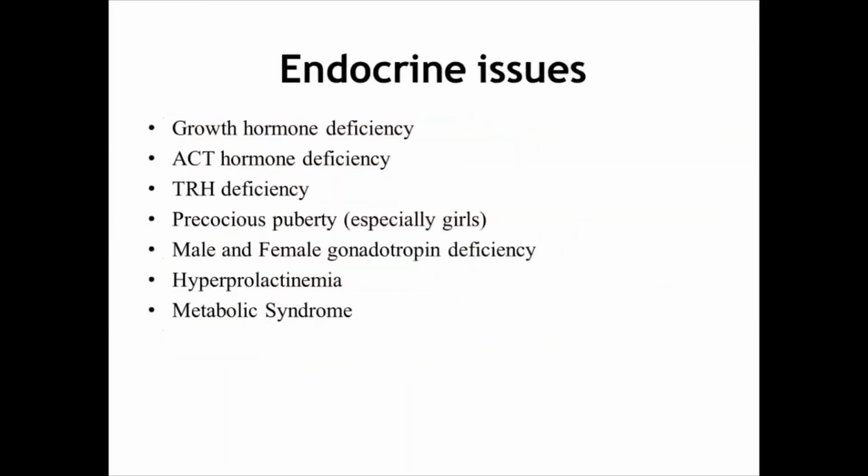Now talking about the endocrine issues. So what are the endocrine issues that we see? There can be growth hormone deficiency, adrenocorticotropic hormone deficiency, thyrotropin releasing hormone deficiency, precocious puberty, especially in girls, male gonadotropin deficiency, female gonadotropin deficiency, hyperprolactinemia, and metabolic syndrome.